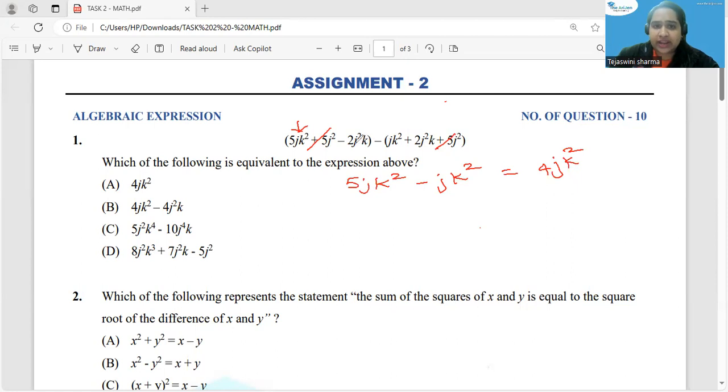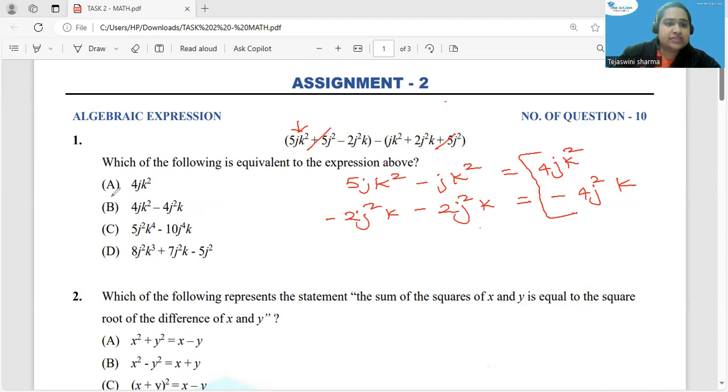And the last two are negative 2j square k, and the other one, in the second expression, will again be negative 2j square k. So when you have two terms with negative j square k, simply you will add them with a negative sign. You will get 4j square k, but with a negative sign. So the correct option, when you choose the two terms together, is option B. So you can see that it was very easy. Now let us see what the next question is.